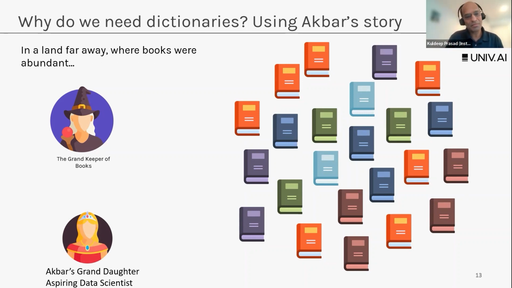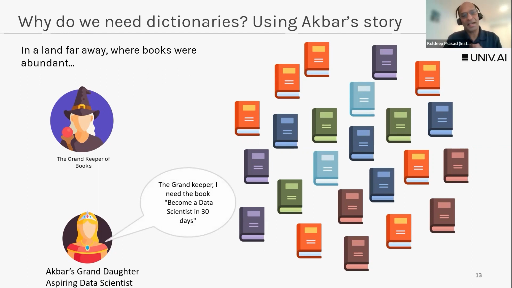and this granddaughter was an aspiring data scientist. She said, hey, this Harvard professor is saying that AI Zero is the way to go, and so I want to learn. I want to become a data scientist in 30 days. And so she goes to this grand keeper of books and says, okay, grand keeper, can you give me this book called Become a Data Scientist in 30 Days? And the grand keeper says, no problem. I can give you the book.